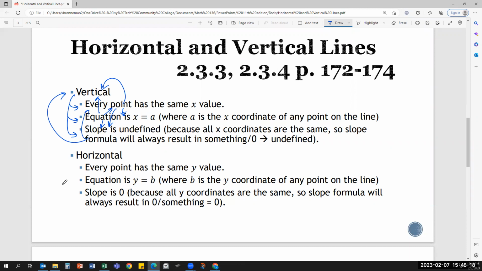And if I start with an undefined slope, that tells me it's a vertical line. That tells me every point has the same x value, and it tells me the equation is x equal to some number. Similarly with horizontal lines, every point has the same y value, the equation is y equal to some number, and the slope is 0. Each of those tells you the other things happening.